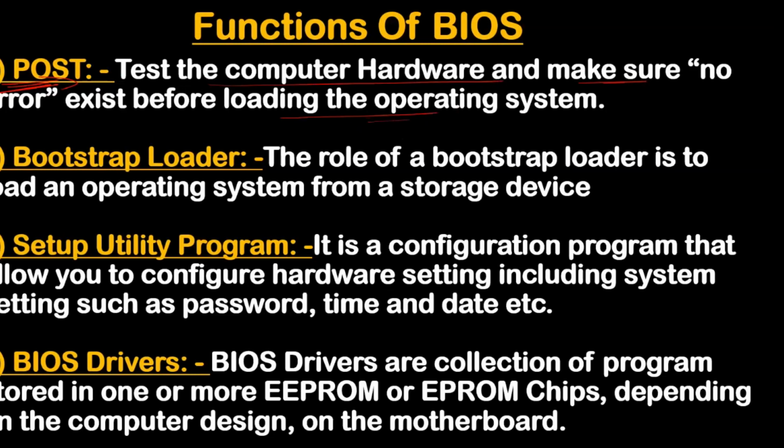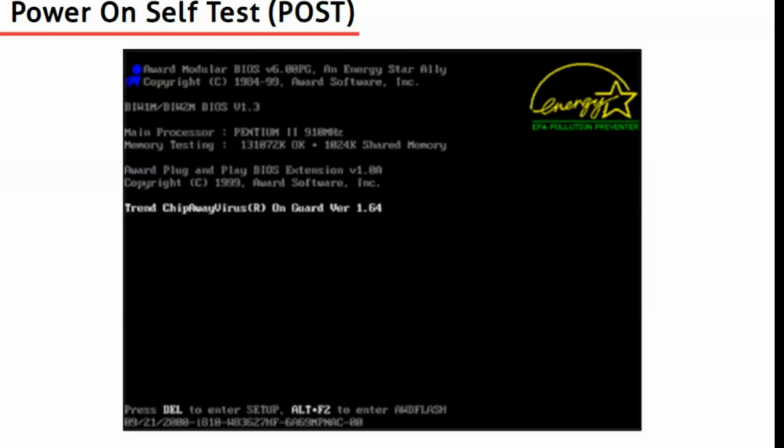In this screen you can see the power on self-test screen. Here we have the chip version and memory is okay. This chip is not available in this motherboard, so that's why it is showing that. It is asking to press Del to enter setup if you want to set anything, or Alt F2 to enter AWD flash. If you want to flash your BIOS, you can use this. So it looks like this during the power on self-test. Similarly, if you have no keyboard or any other device, or the hard disk is not available in your system, it will show you this type of screen.